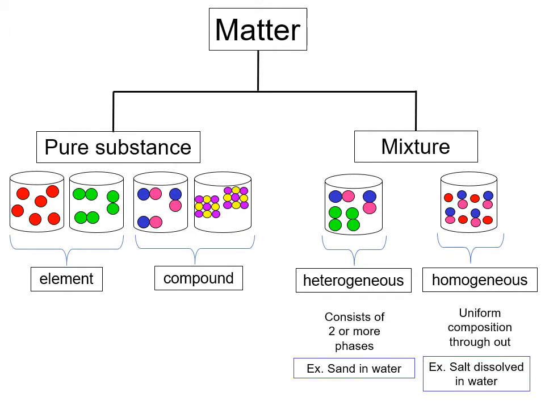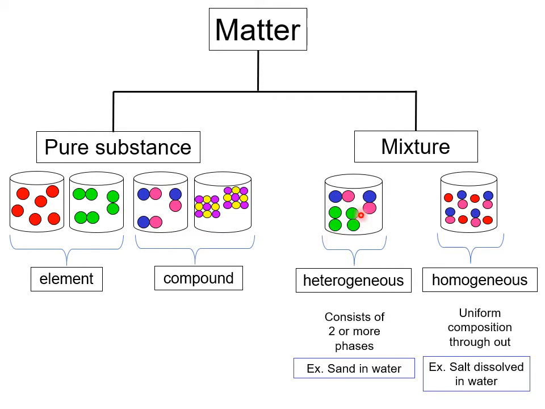Mixtures can also be categorized into different groups. They can be categorized into either heterogeneous mixtures or homogeneous mixtures. Heterogeneous mixtures consist of two or more phases. So what you see here in this container is that there's two phases, right?